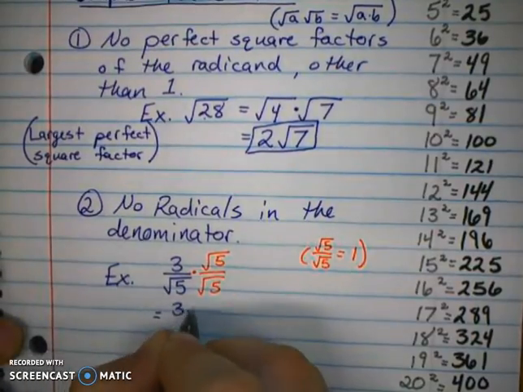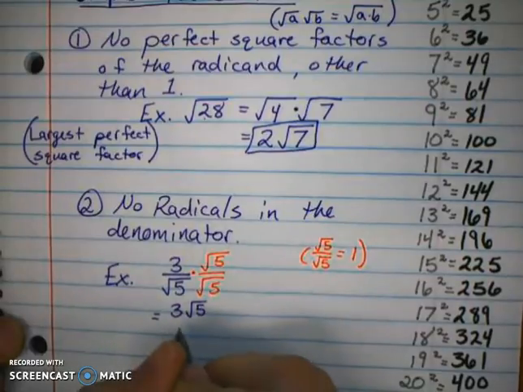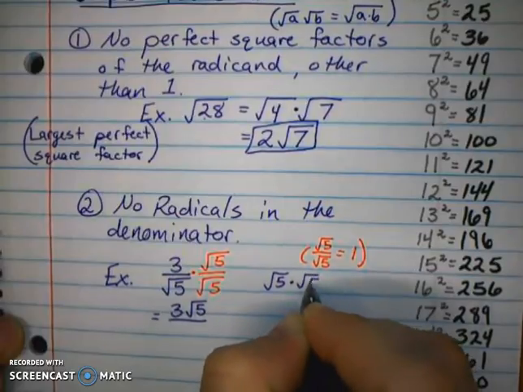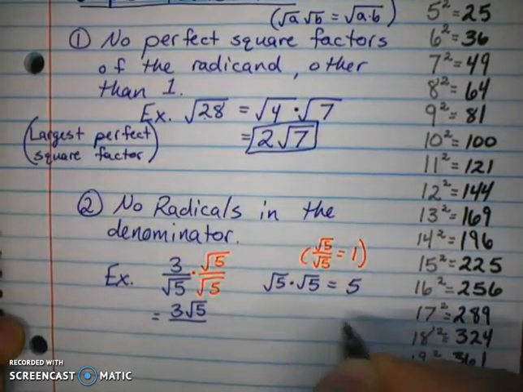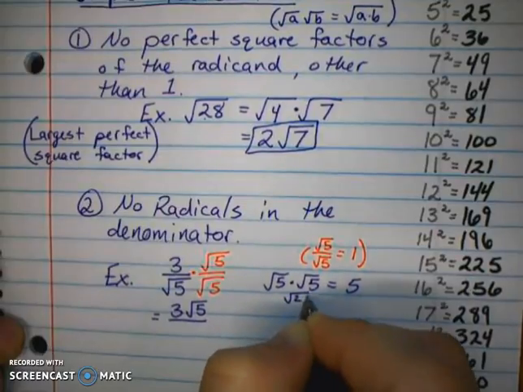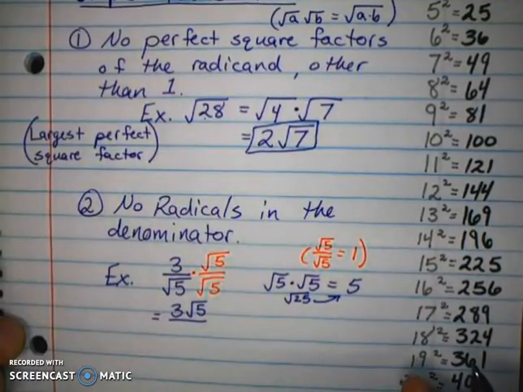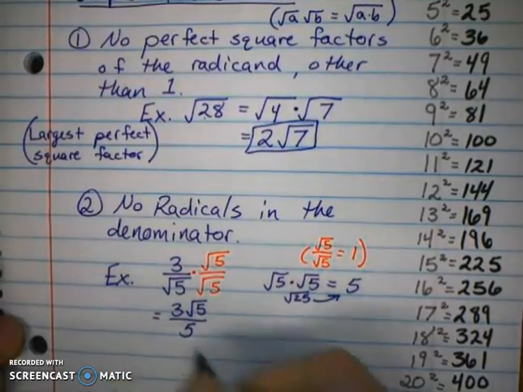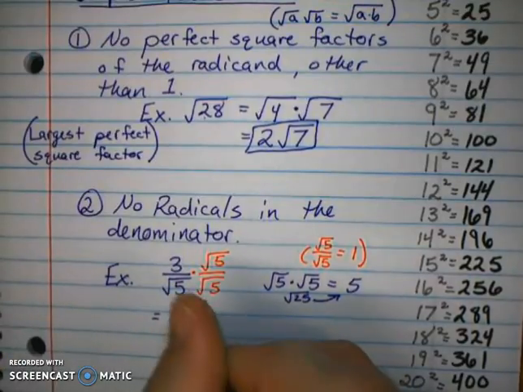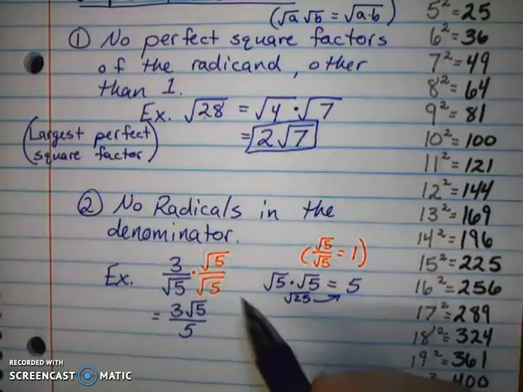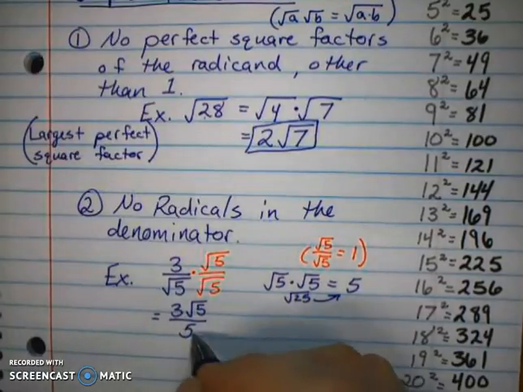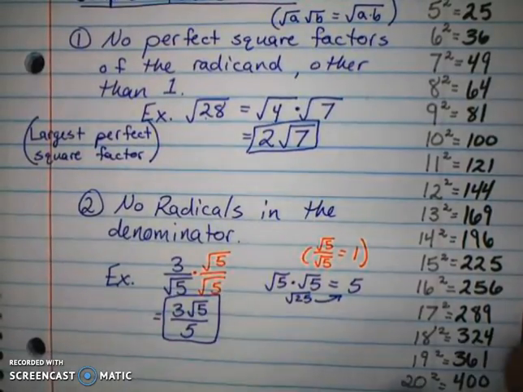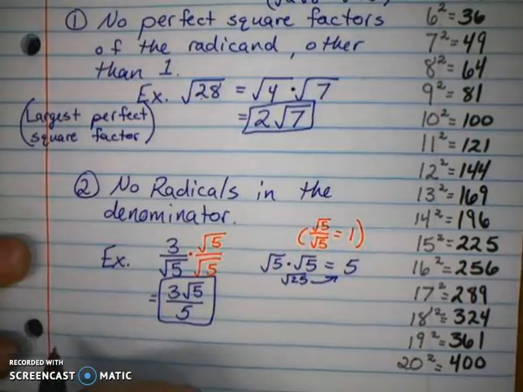On the top, it stays 3 root 5 because we can't simplify anything. And on the bottom, root 5 times root 5 equals 5. Technically, you could say this equals the square root of 25, but that just equals 5. So instead of writing all of this out every time, you can just recognize that root 5 times root 5 is just 5. Now, if we could simplify this by canceling out any common factors there, we should, but in this case we can't because 3 and 5 have no common factors. So that is your final answer. This process is called rationalizing the denominator.